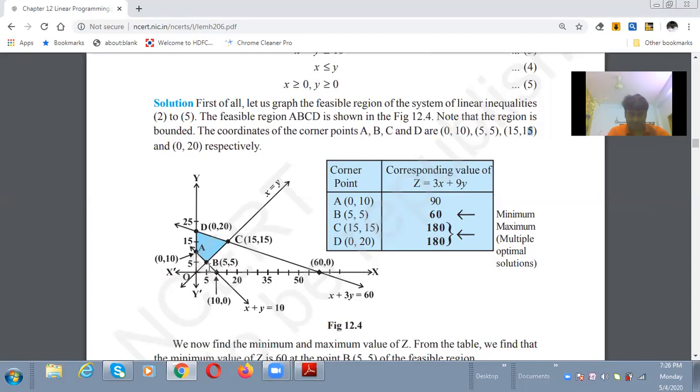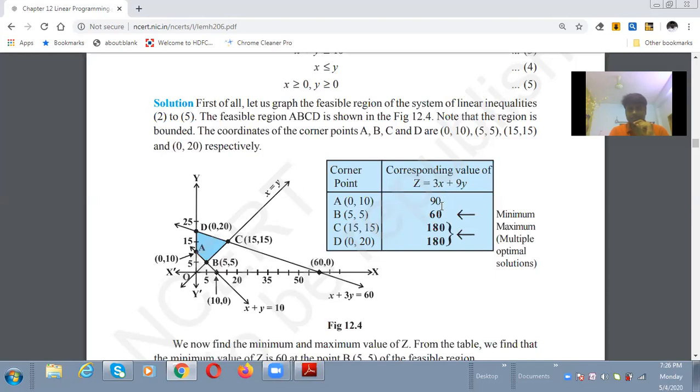See, A, B, C, D: ABCD is the region bounded and closed. So we have to take these points of intersection properly. Okay, see, it was given from the figure. The region is bounded and closed with the corner points. What are those? 0 comma 10, 5 comma 5, 15 comma 15, and 0 comma 20. So let us take a table and find the value of z, the value of the objective function at A, B, C, D. What is A? 0 comma 10, B 5 comma 5, C 15 comma 15, and D 0 comma 20. Correct?